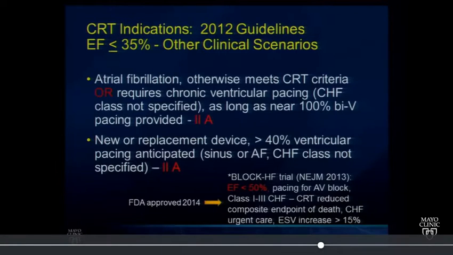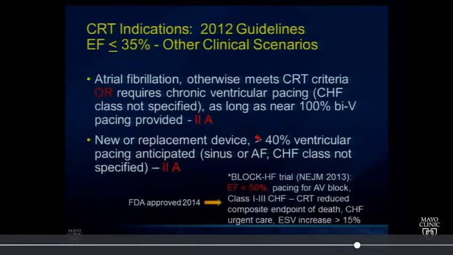Now, the guidelines identify a few other clinical scenarios where it's appropriate to think about CRT. If you have a patient who has an EF less than 35%, a QRS that is greater than 120 milliseconds for class 3 and class 4, but the only difference is atrial fibrillation, you can offer CRT. So if the table I just showed you is met by the patient, but the only difference is that they're in atrial fibrillation rather than sinus rhythm, you can offer CRT.